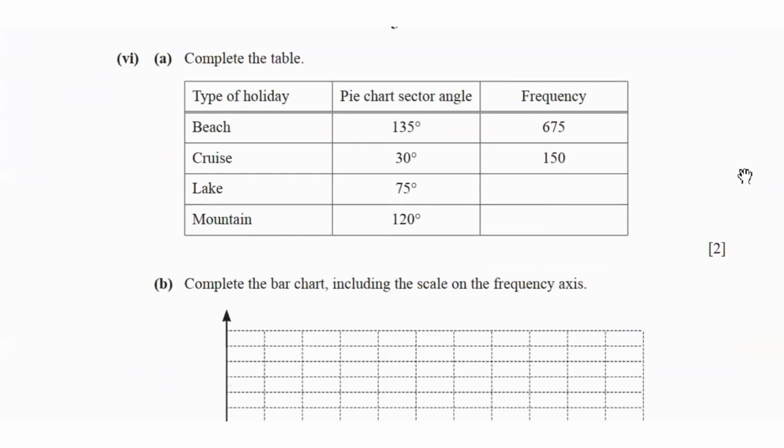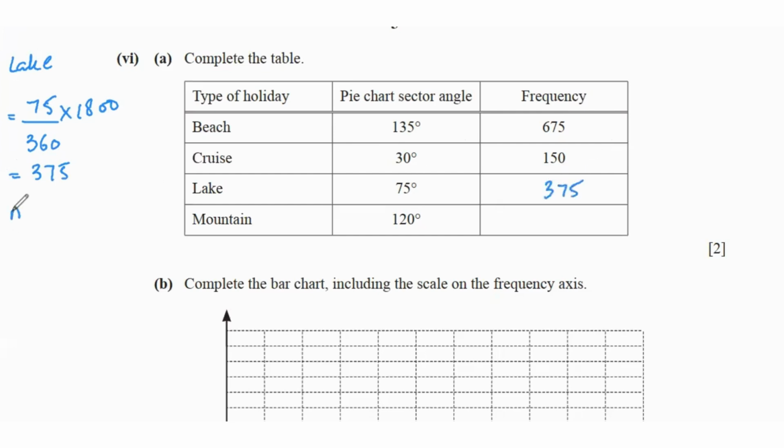Next part says to complete the table. So they've given us a table where we have the type of holiday, the pie chart sector angle, and the frequency. To find the frequency for lake, we're going to do 75 over 360 times 1800, because that is the total number of people. This is for lake, and that is going to give us 375.